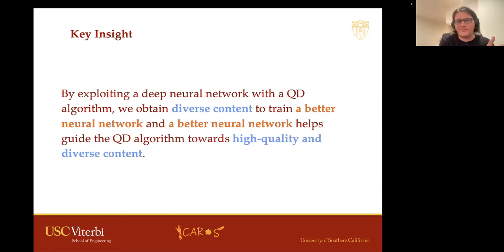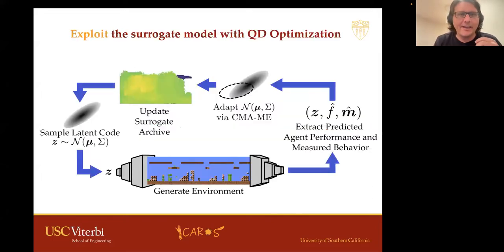If we exploit a deep neural net with QD, then we have more diverse and better content that we can train on, and we get a better neural network. As the neural net gets better because it has better labeled training data, the QD algorithm will start finding more high quality and diverse content.